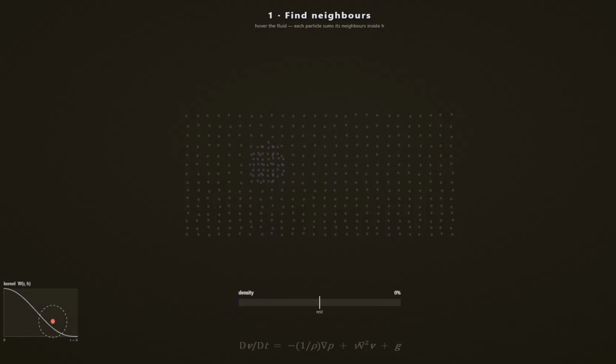And this curve over on the left, that's what we call the kernel. All it really does is decide how much each neighbor counts based on how far away it is. So close ones count a lot and far ones barely count at all. Add up all those weights and there's your density. And that kernel, hold that thought, because it's the very first thing we're going to build in the next episode.